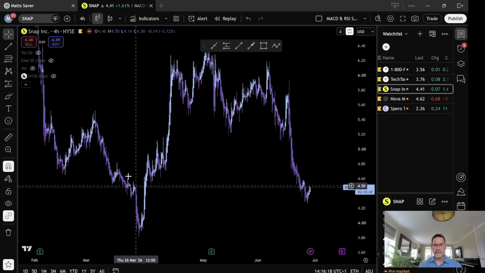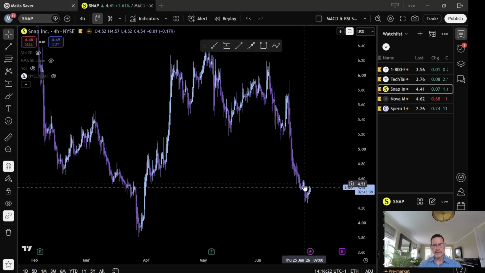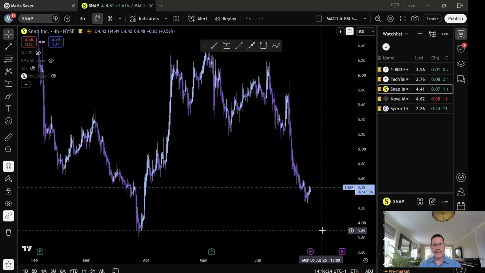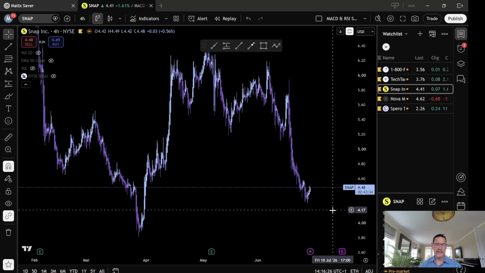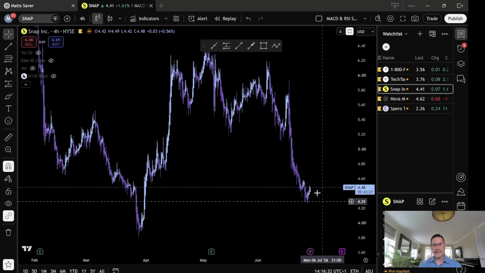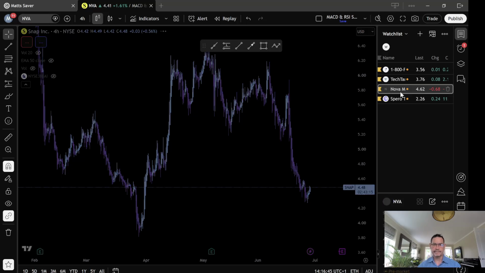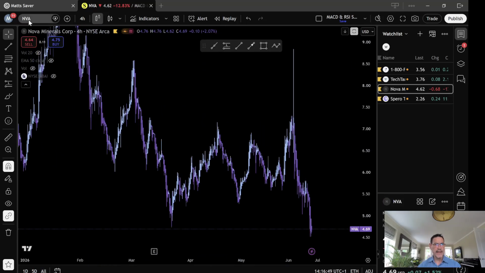This area of support is not convincing to me, and it's broken through this in the past. So if it had come down here and then bounced, I'd have a bit more interest. So I am actually going to remove this from my watch list. There is no support here in my eyes using my strategy. So that's gone. So just a reminder, you have to be a bit ruthless here with your stocks. Does it fit your strategy? So let's move on to the next one.